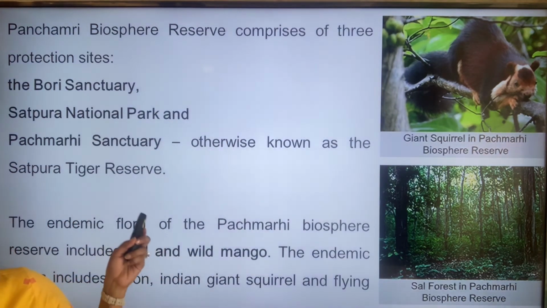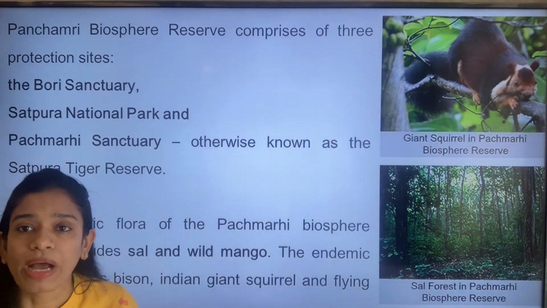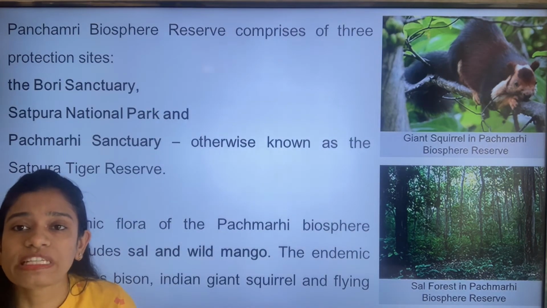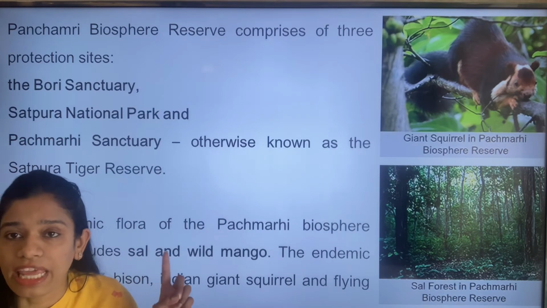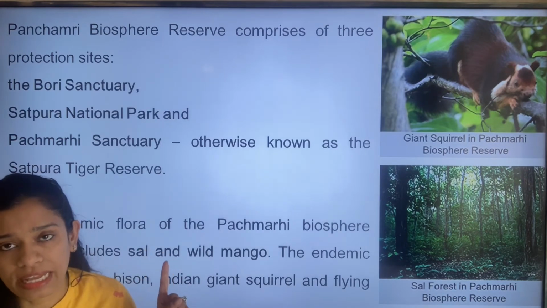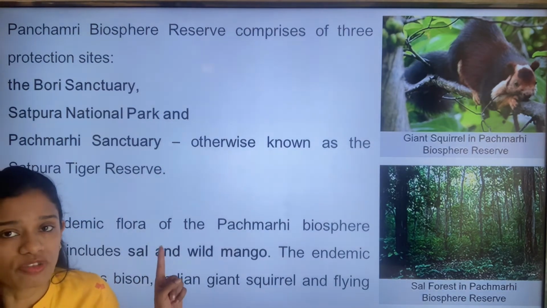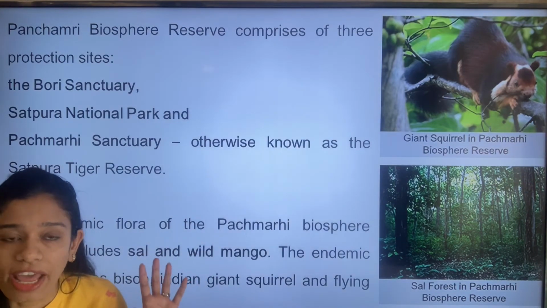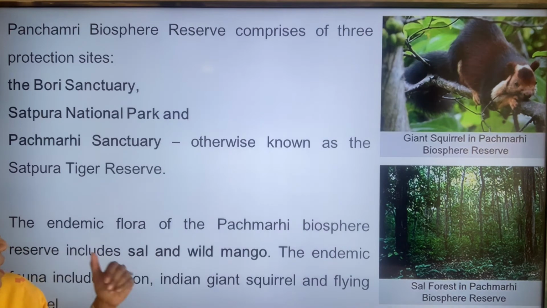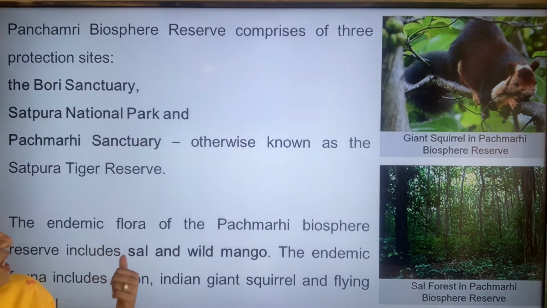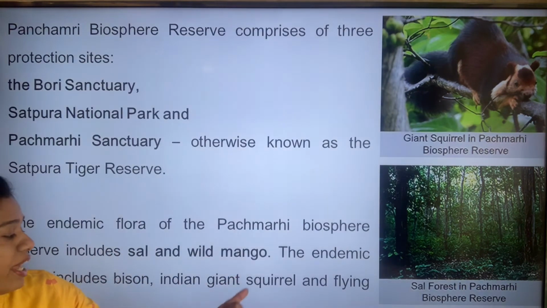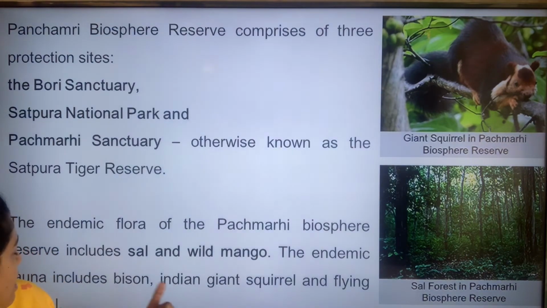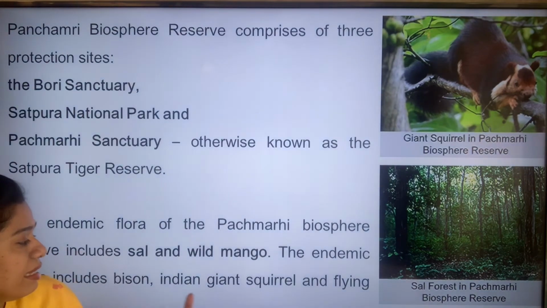So now when I told you about Biosphere Reserves, I told you they always have the main aim of protection of plants and animals. So the Panchmarhi Biosphere Reserve has some special flora and fauna which need to be protected, and these include sal and wild mango. They are all endemic species. The endemic fauna includes bison, Indian giant squirrel, and the flying squirrel.